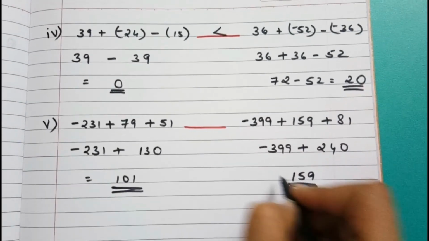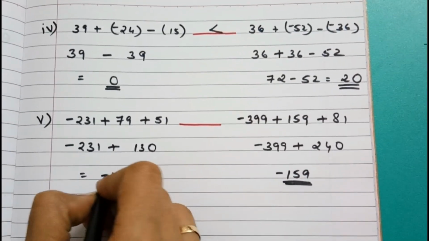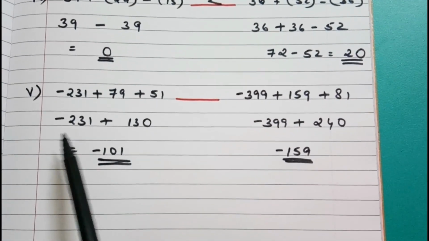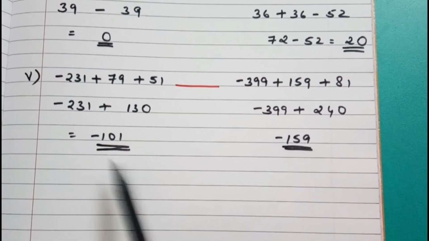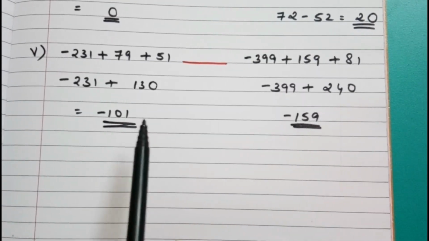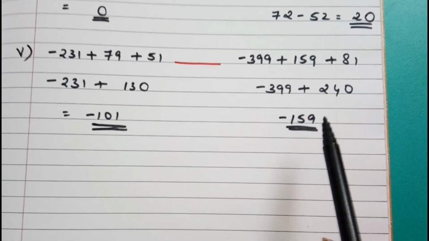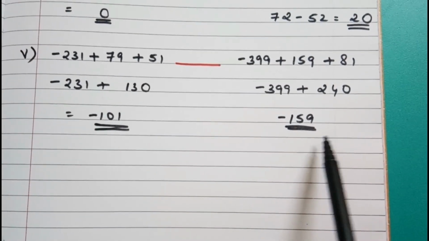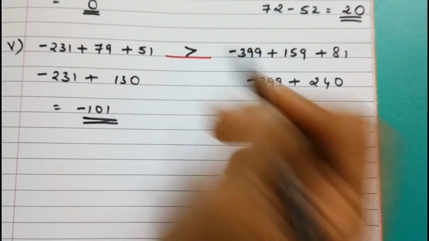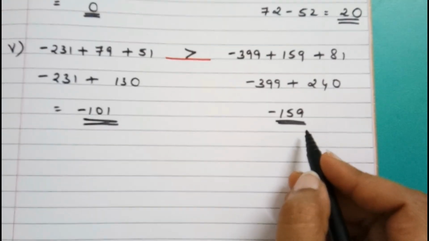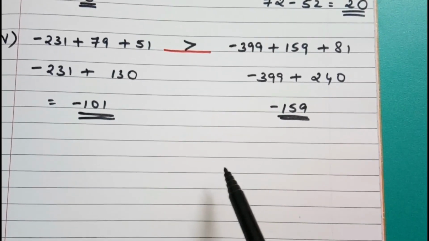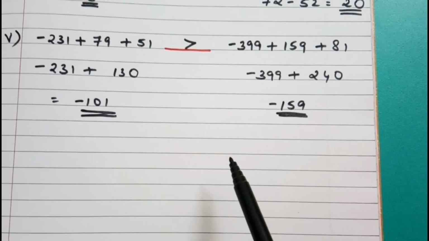Okay, I'm so sorry. This would be minus and this would also be minus. I just missed out to put the minus sign here. But since the higher numbers are having the minus sign, these two numbers will also get the minus sign. So which is greater here? Minus 101 or minus 159? Yes, the answer is minus 101 is greater than minus 159, because in negative integers, the higher the numbers, the lower its value. I hope it's clear to everyone.